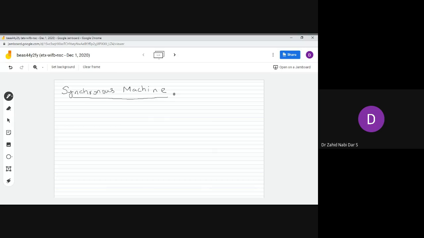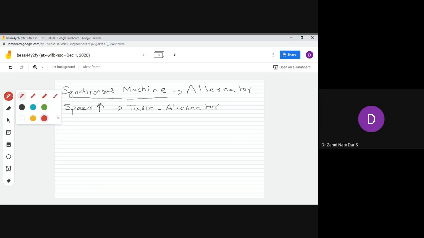This is also called an alternator. So we have a machine that runs at comparatively more speed. A machine that is running at a higher speed is called a turbo alternator. So basically, the turbo alternator has some details added to it.